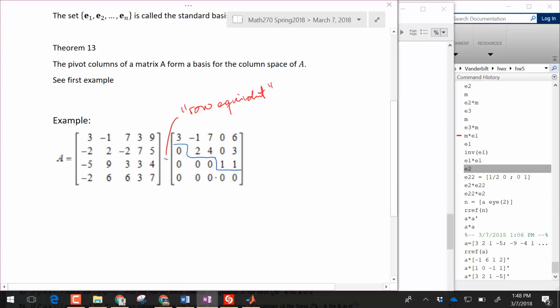I thought it was reduced, so it's not quite reduced row echelon, but let's work with this. First, the column space. Let's identify the pivot columns. These are the pivot columns, and then I can identify them in the original matrix. That's the first column, the second column, and the third column. No, the fourth column.